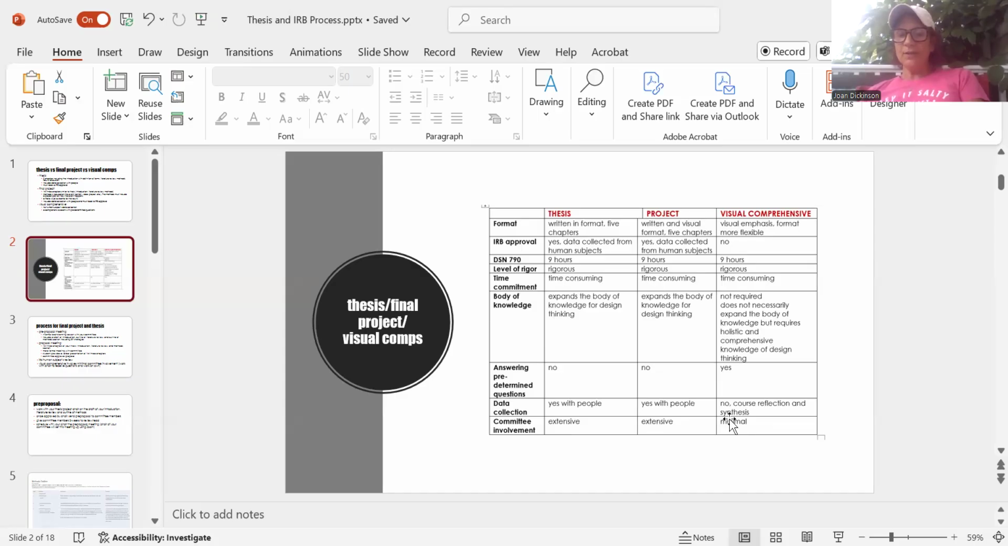And then the other thing I think to notice here is that all three of these involve a committee. Okay, and we're going to talk about that in just a minute. But you're going to notice that with the thesis and the project, there's extensive involvement with the committee, but with the visual comprehensive, there is not.